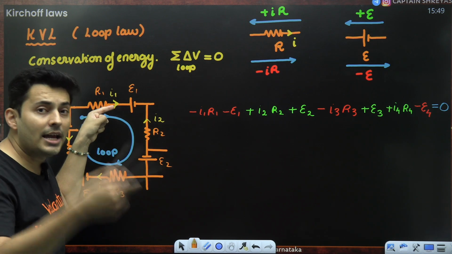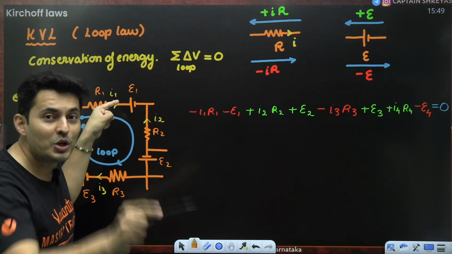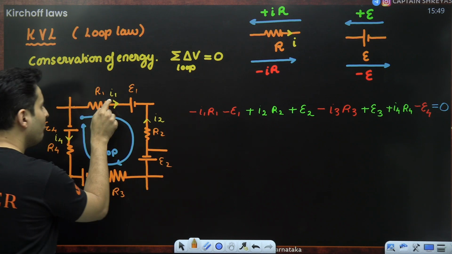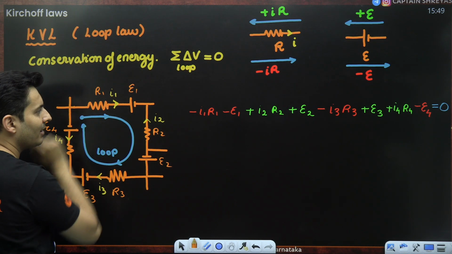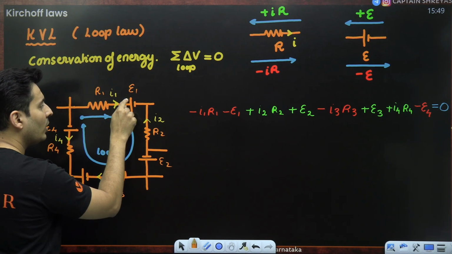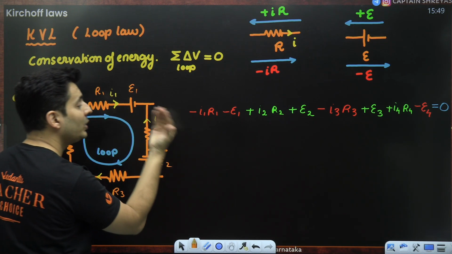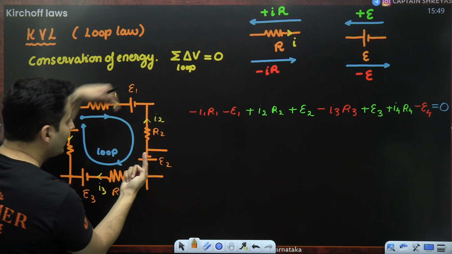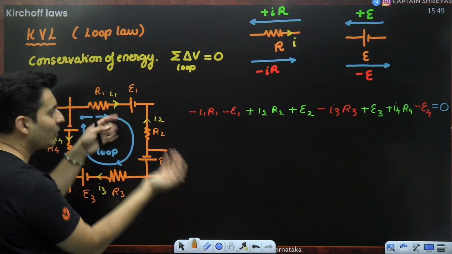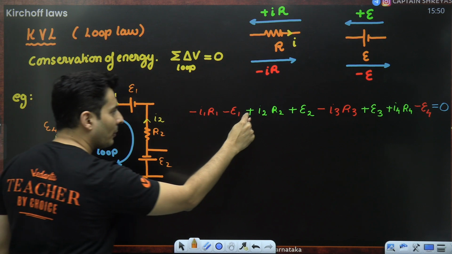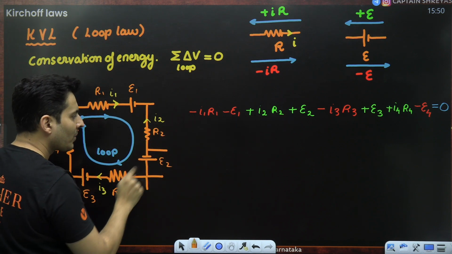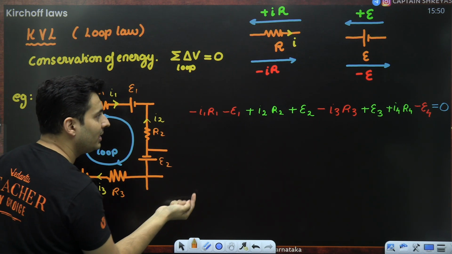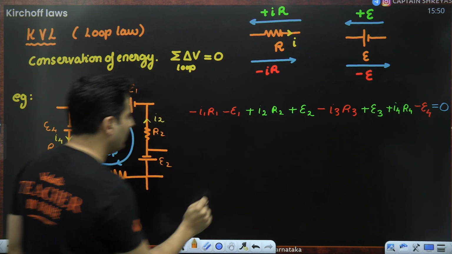In the direction of the resistor, you are going with the bad guy, so negative: minus I1 R1. Here in the battery you are going from the positive to the negative, so minus E1. And as you come over here, you are going against the direction of the current, against the resistance, very good. So plus I2 R2.